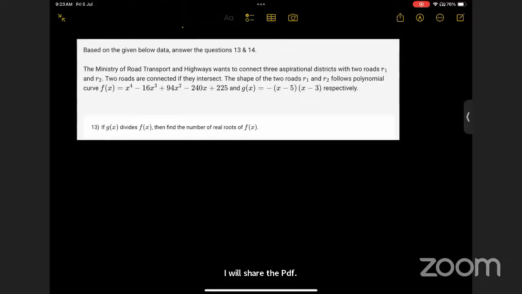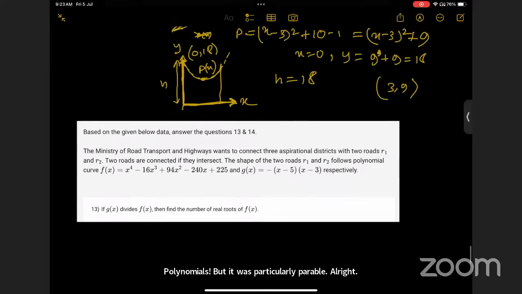The equation was a polynomial. So how did you find the height using that? So this was a polynomial, but it was particularly a parabola, right? And we are considering this as the y-axis. So if we find the y-intercept, then we will find the height.